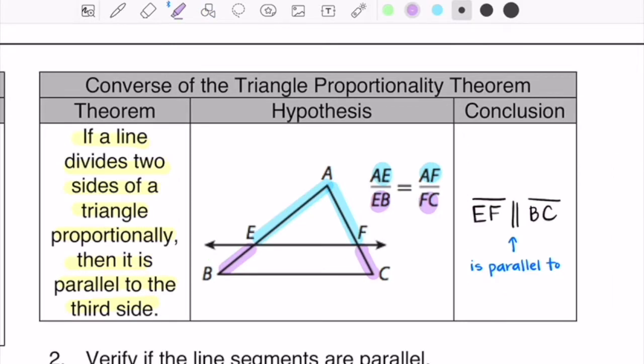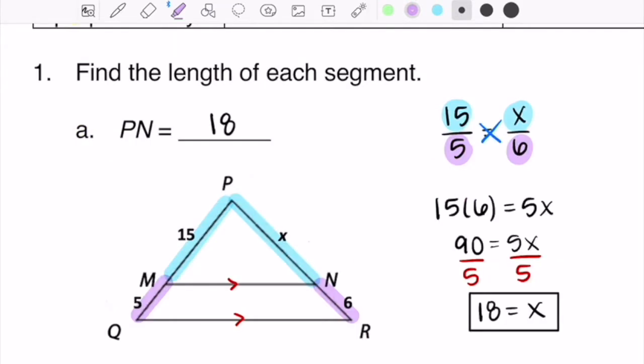The converse of the triangle proportionality theorem basically says the opposite. So if a line divides two sides of a triangle proportionally, then that line is parallel to the third side. So if blue over purple was equal to blue over purple, then you know that the line segment from E to F is going to be parallel to the line segment from B to C. So the first part of the notes, we're going to practice setting up and solving some proportions.